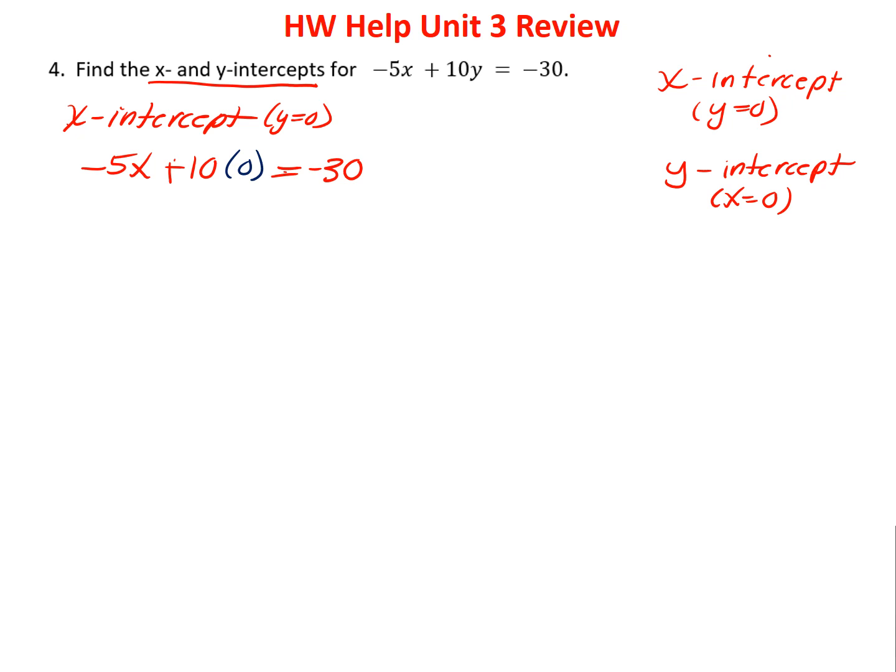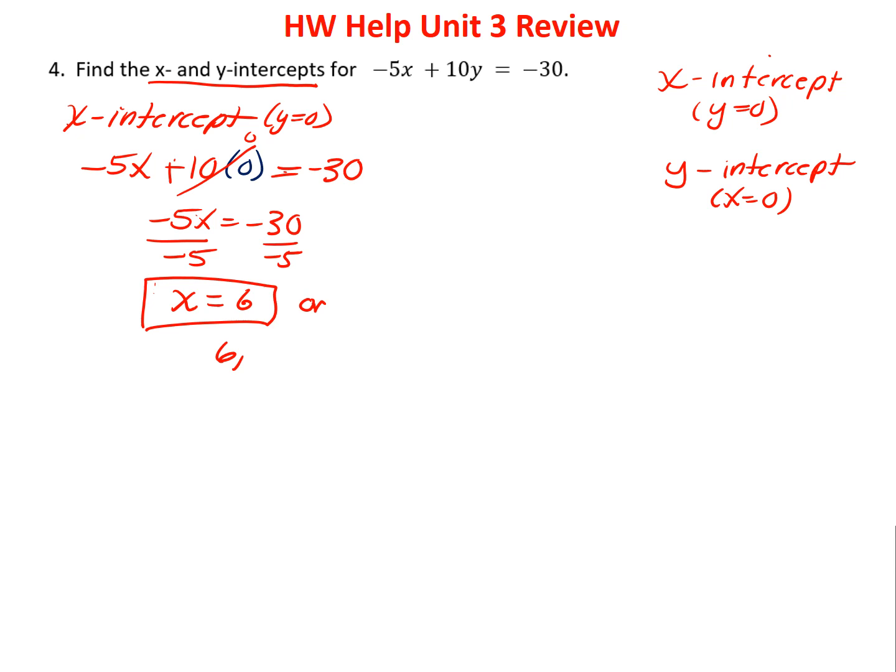And now that goes away to 0. And so I simply have minus 5x equals minus 30. So undo the multiply by negative 5 by dividing by negative 5. And I find out that x equals positive 6. And so that's my x-intercept. Or I could write the point 6, 0.